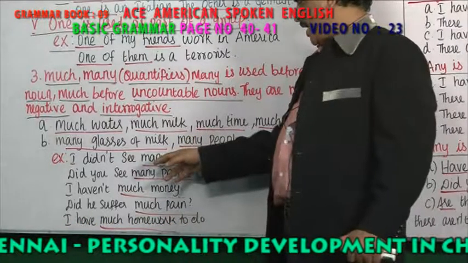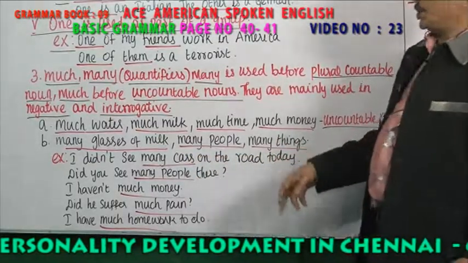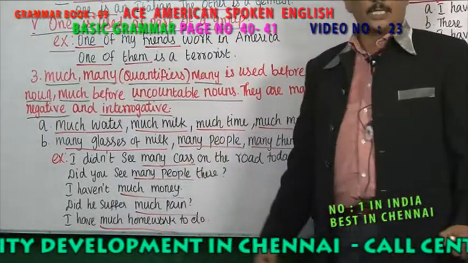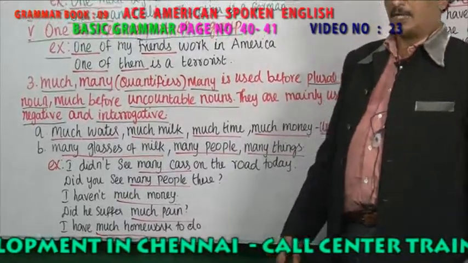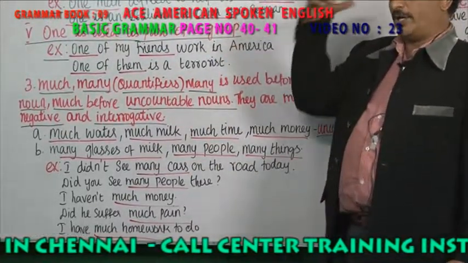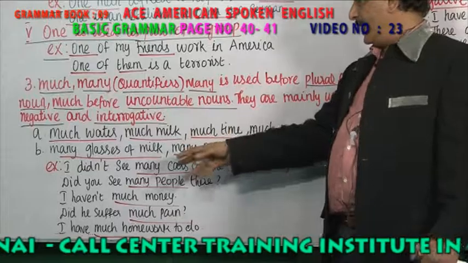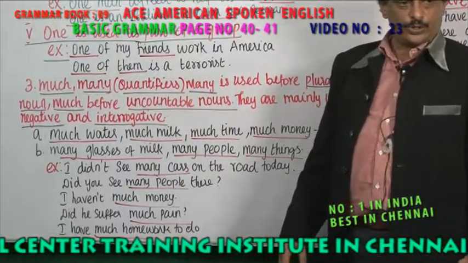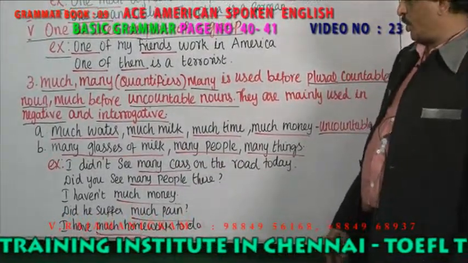I didn't see many cars in the road today. So cars is countable or uncountable? It is countable. 1 car, 2 cars, 3 cars. So when you want to quantify it and say many cars, right? There you're using many cars. You don't say much cars.